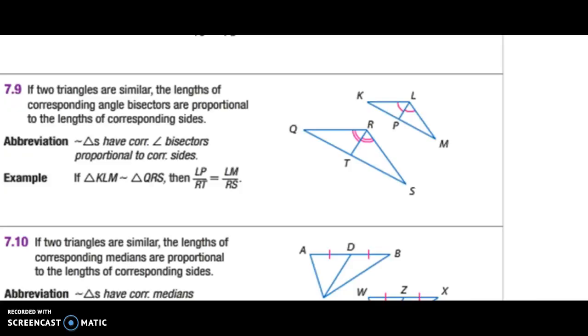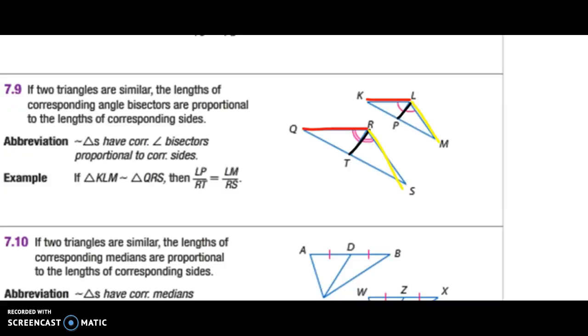And 7-9: if two triangles are similar, then the lengths of the corresponding angle bisectors are proportional to the length of the corresponding sides. Remember, an angle bisector is one from an opposite side that goes through a vertex and cuts the angle in half. So, essentially, this one would say that LP over RT is the same as LM over RS. Okay, those would be proportional.